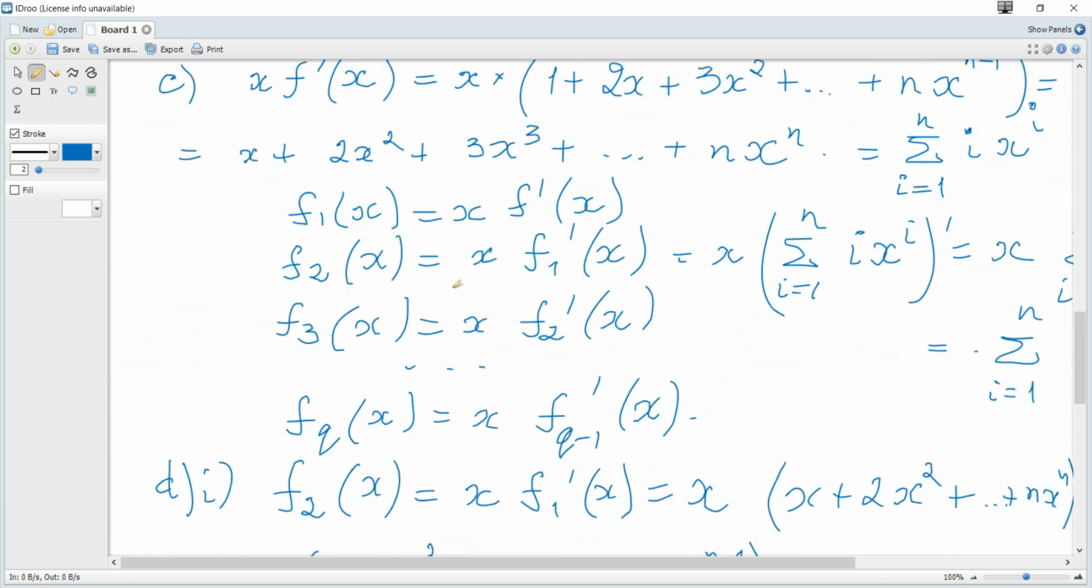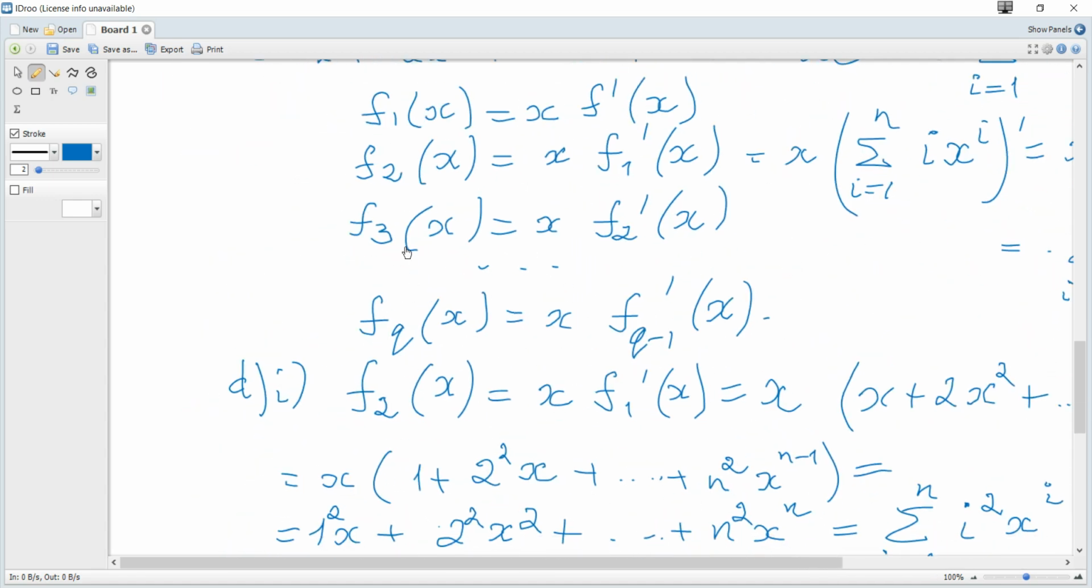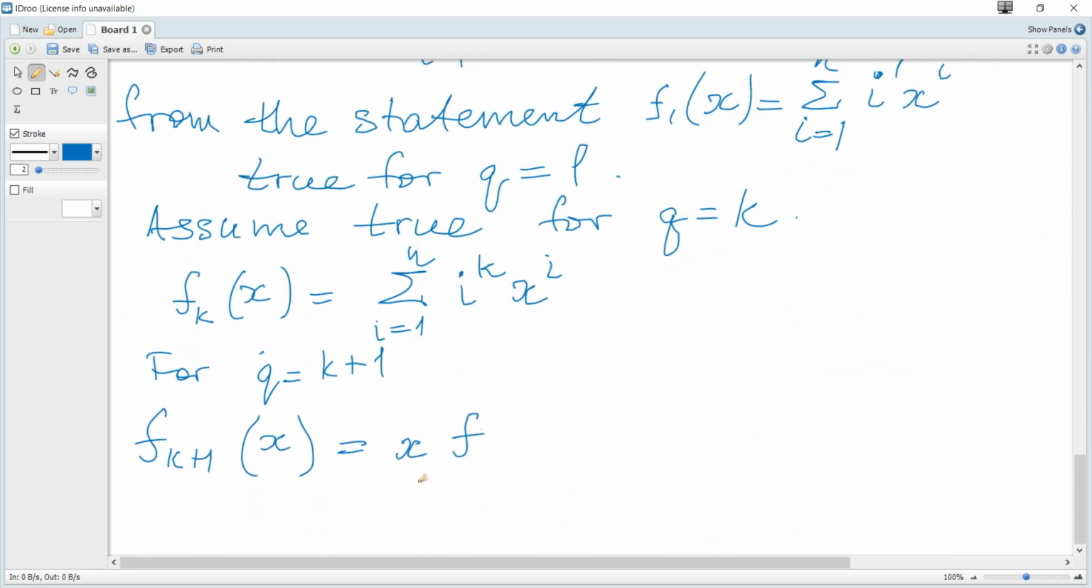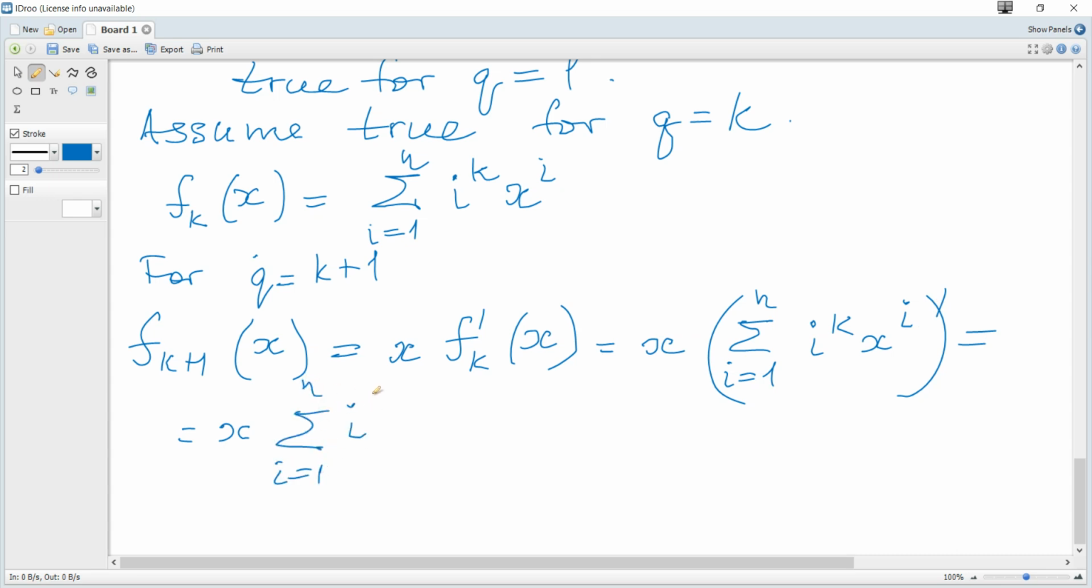fk plus 1? According to this pattern, we can see that the next is the previous derivative multiplied by x, so it's x f, the previous is fk, so it's fk derivative of x, so it becomes x, and the sum for i from 1 to n, i to the power of k x to the power of i derivative, which is x, the sum, i to the power of k, it's a constant, and i x to the power of i minus 1, and it becomes the sum i to the power of k plus 1 x to the power of i.